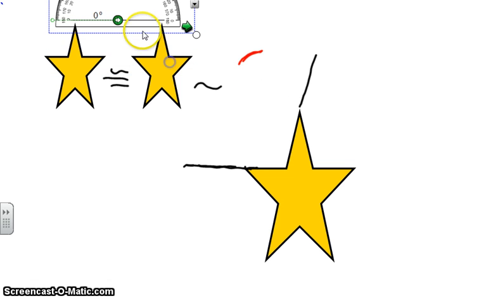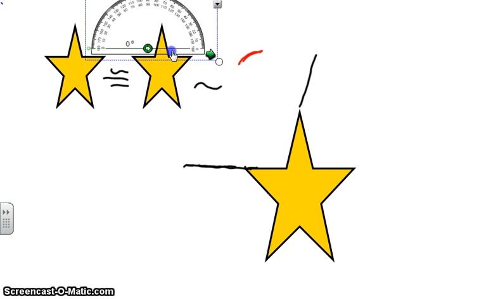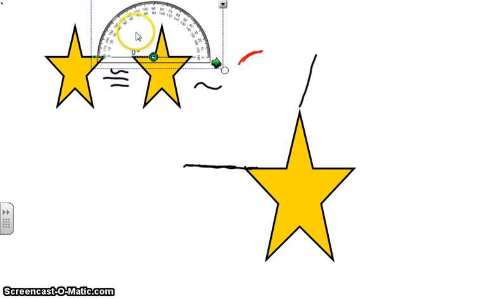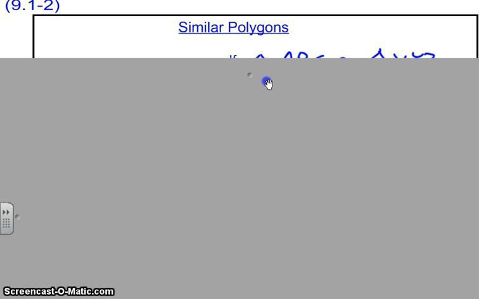110. We will get the same measure, right? Because if they are similar, they do have the same angles. Okay, so let's go back to our definition. Over here, similar polygons.